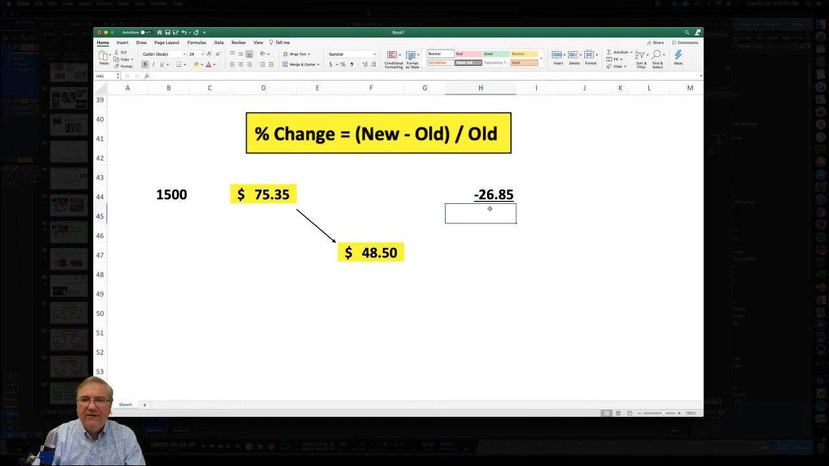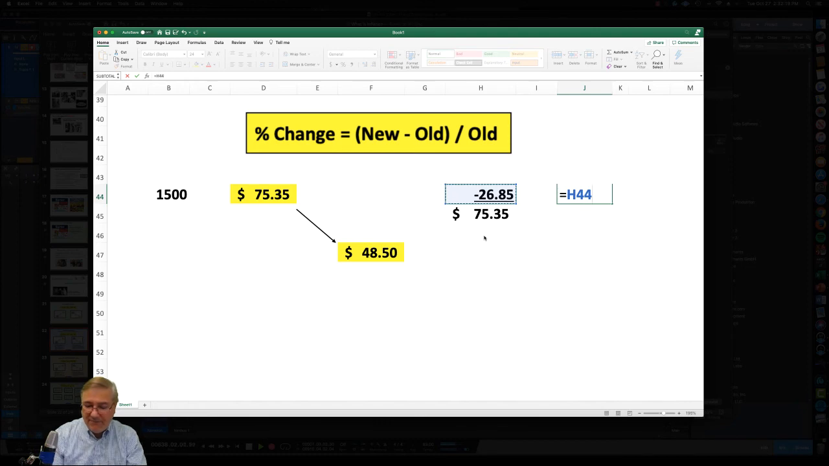We need our division sign there for our numerator. And our denominator is the old price. Once again, always the old price. So to calculate the percentage change, all we have to do is go equals the top divided by the bottom. And we get negative 0.36.